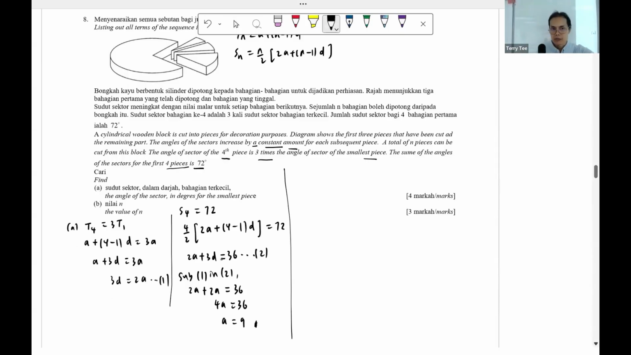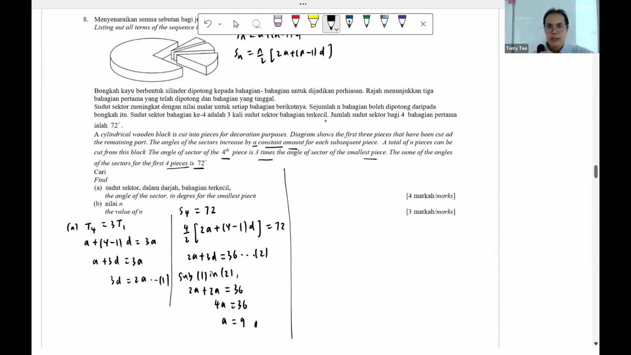Now, then they say find the n. What is n? n is your total parts. How many can you cut? We don't know. You cannot say the total angle is 360 because we may not use the whole block, right? You cannot cut anymore, right? So, I think we can. Can we cut? Wait, let me see.